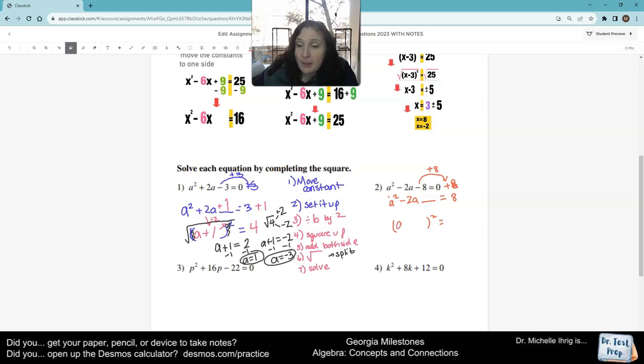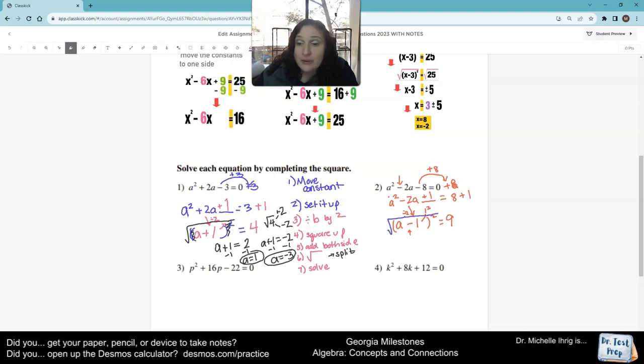Here comes our a. Going down, we divide by 2. Negative 2 divided by 2 is negative 1. Here's a hint: whatever that sign is, it's going to be right there also. Negative 1 squared is positive 1. But if I put it on the left, I put it on the right. This becomes 9. Now I just need to solve.